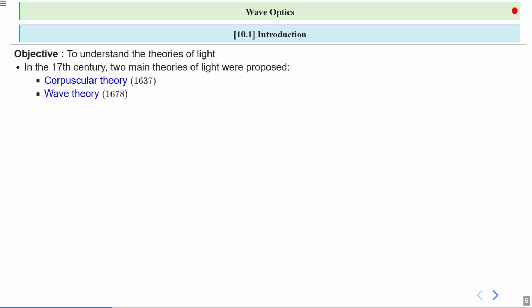The second theory is the wave theory, introduced in 1678. This theory posits that light behaves like a wave, similar to ripples on a pond, like water ripples. This was a revolutionary idea at the time and laid the groundwork for our modern understanding of light. We will explore how these theories compare and contrast in future discussions.